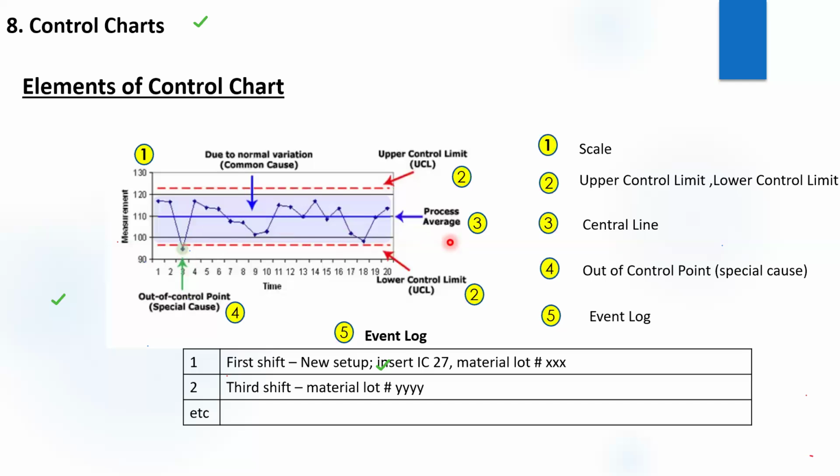These are the elements of a control chart. I will again repeat: scale, upper control limit, lower control limit, central line, out of control, and event log.